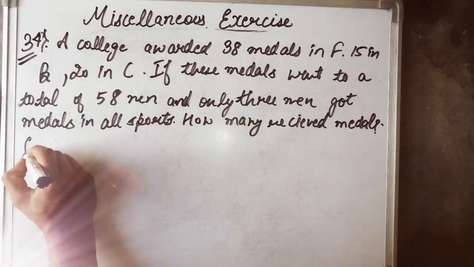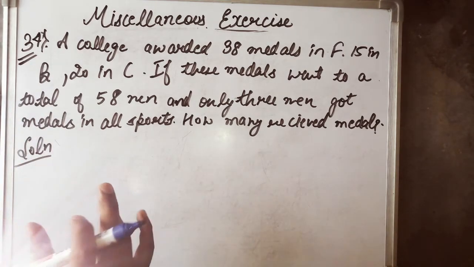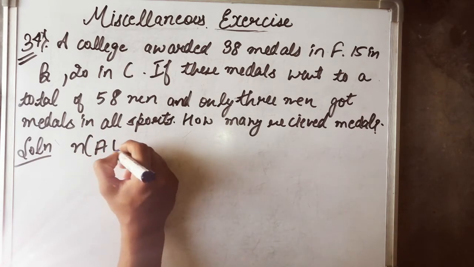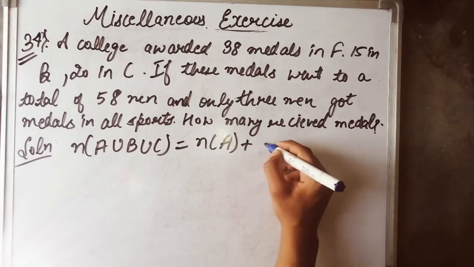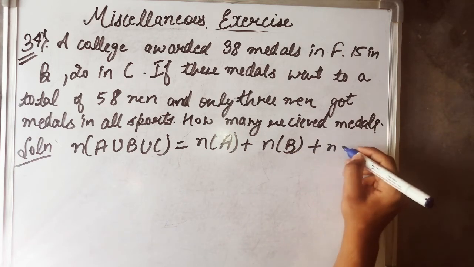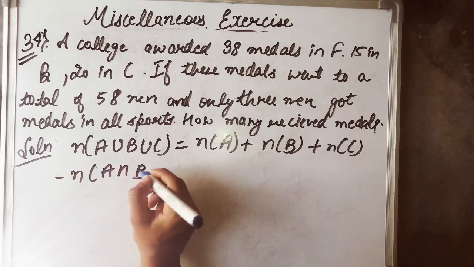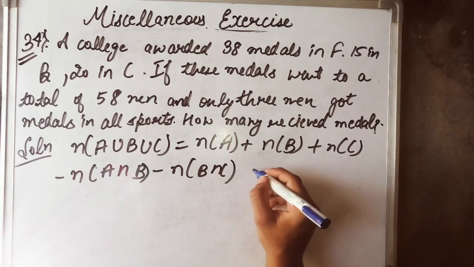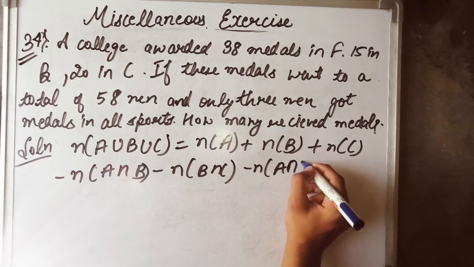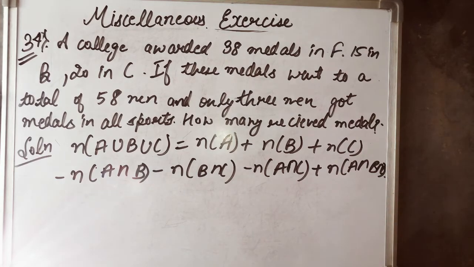Okay, now let's have a look at the solution. In this question, the formula of 3 sets will be applied, which is n of A union B union C equals n of A plus n of B plus n of C minus n of A intersection B minus n of B intersection C minus n of A intersection C plus n of A intersection B intersection C. So let's substitute the values.